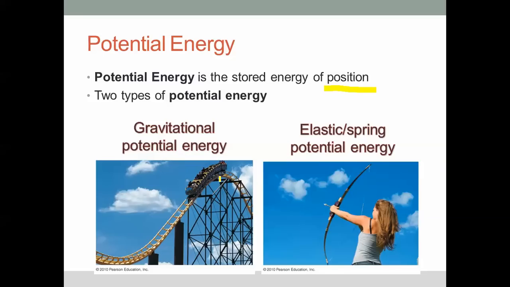We also have elastic or spring potential energy. When we use a bow and arrow or a spring, we have a stored energy that we can release and change into kinetic energy. We'll talk more about elastic and spring energy in a later lesson.